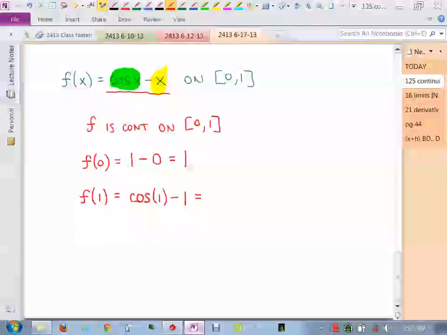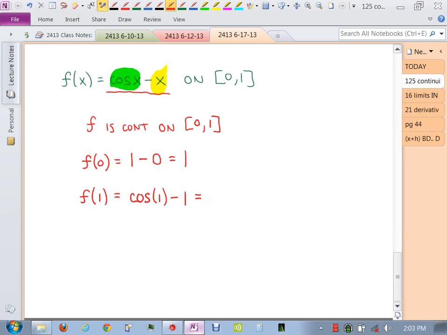And subtract 1. If you're in degree mode, it's not correct. So what do you get? It's cosine 1 minus 1? Negative 0.45? Close enough. Anyone else get that? Yes? Okay.